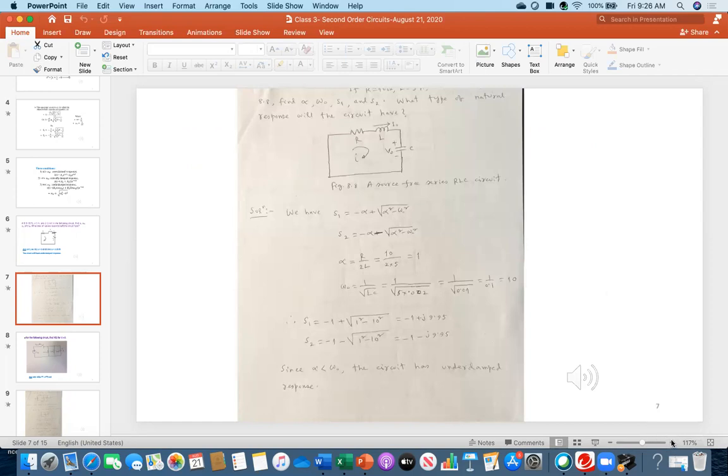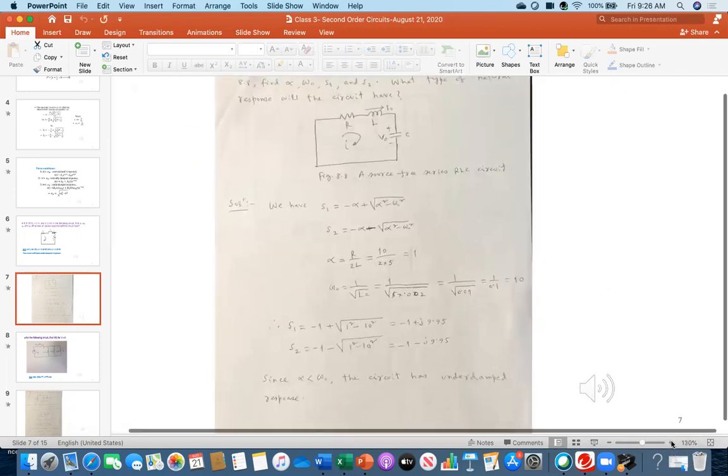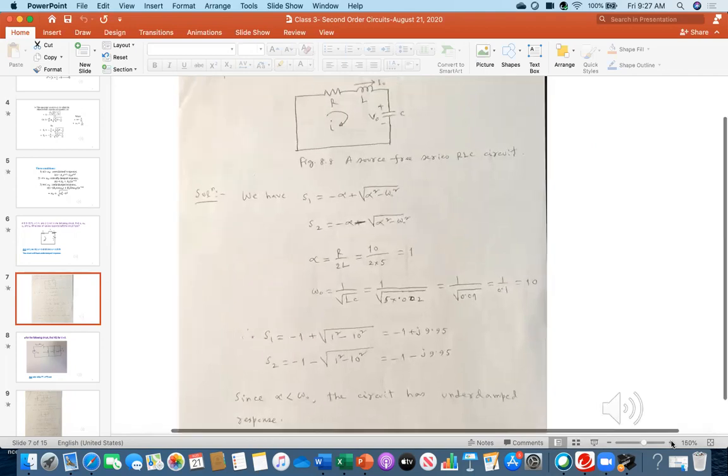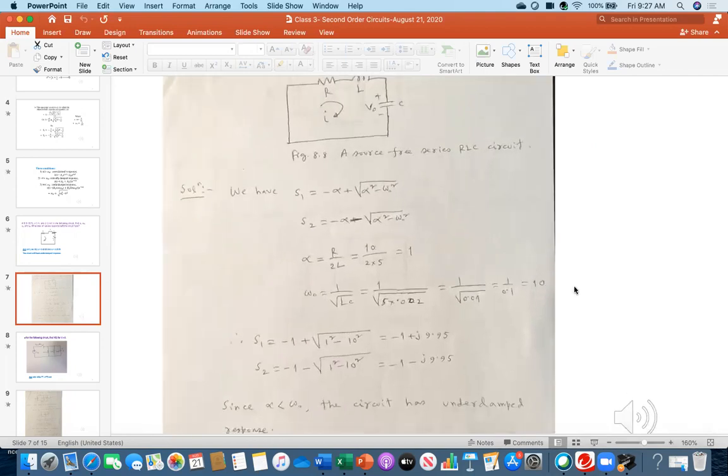Let me make it a little bit bigger. I think it is much clearer now, right? Okay. First I am calculating S1. What is S1? Minus alpha plus the root of alpha square minus omega naught square. And here is the S2 expression: minus alpha minus the root of alpha square minus omega naught square. Then what is alpha? Alpha is R over 2L, and the R value and L value were given.